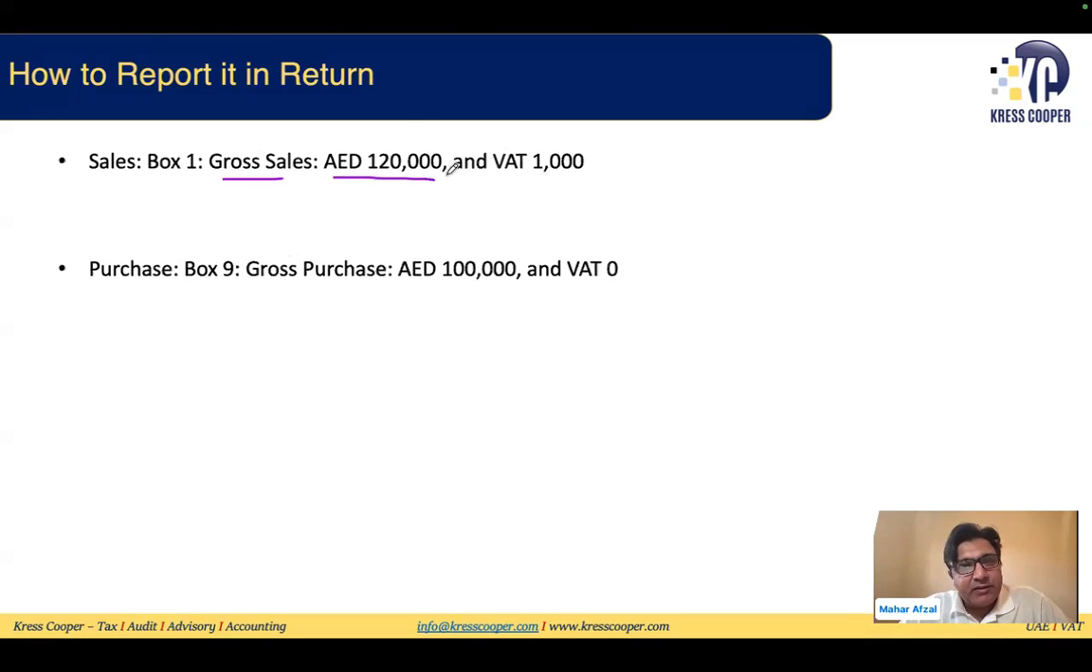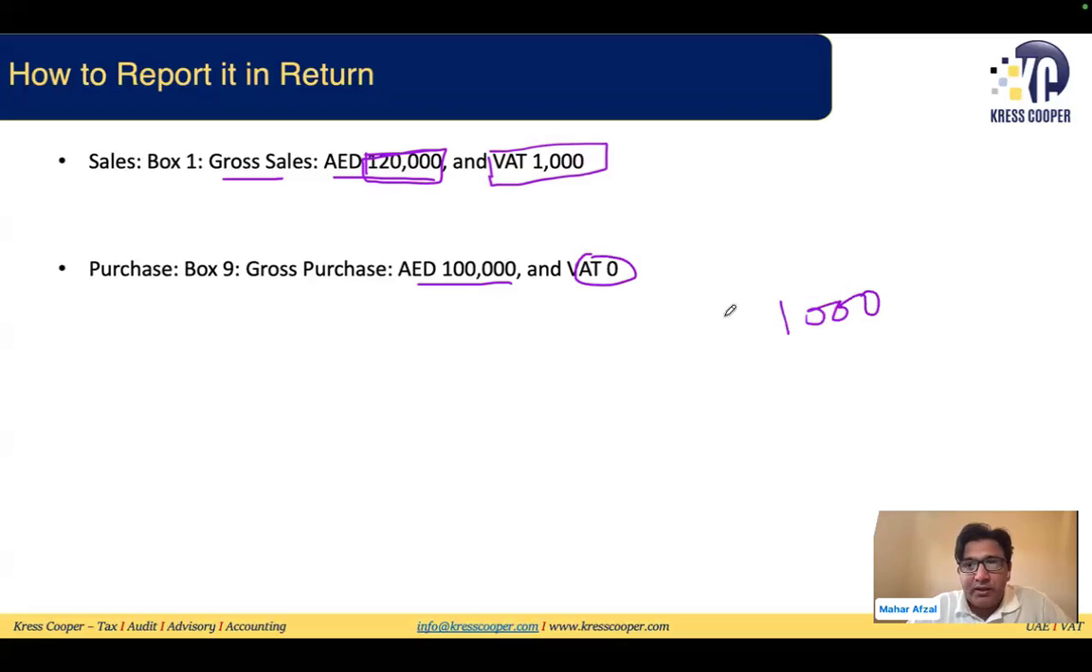In the return, you need to show gross sales, because the gross value of the car that you sold is 121,000, and 21,000 is your gross margin. Sales inclusive of VAT is basically 121,000. So 120,000 you need to report in box number 1 in the gross sales area. 1,000 you need to report as output tax VAT in box number 1. And 100,000 you need to report in box number 9 of the return, and box number 9 will have 0 VAT. There is a possibility that in the return you report 1,000 as your output tax and gross it up, 1,000 divided by 0.05, showing 20,000 as your gross sales, but this is wrong.